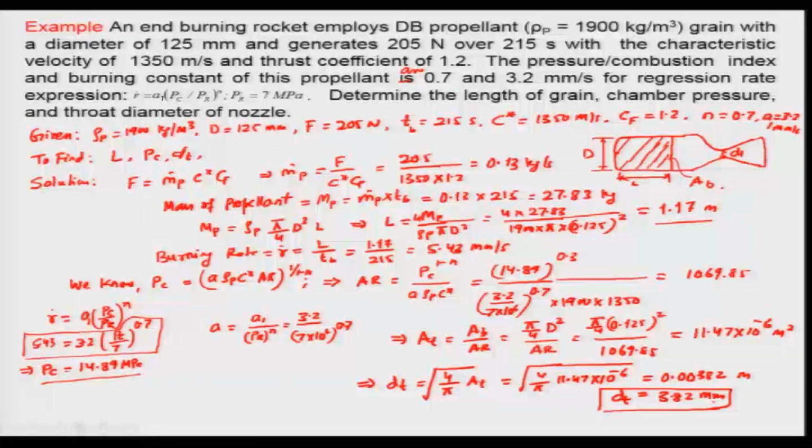So, by this you can, but there is another very simple way of doing it. Instead of using this complicated formula in this problem particularly, you can get it from basically the definition of the characteristic velocity, or even from your CF, the coefficient of thrust, you can find out.